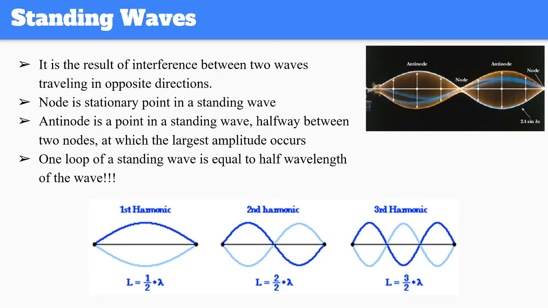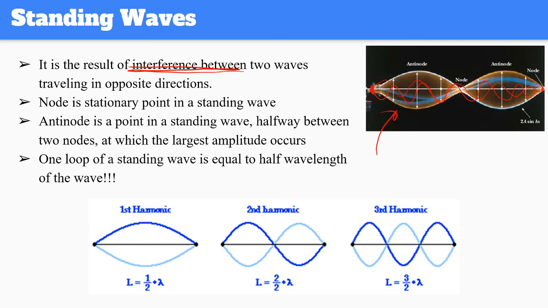Alright, standing waves. Standing waves are not just about sound waves, they are basically any waves. In this case, you are seeing that on a string. It is the result of interference between two waves traveling in opposite directions. So what is happening over here? You basically create a vibration, and it is traveling along the string, but whenever it hits the end, it is basically reflecting. But when it reflects, it reflects by flipping.